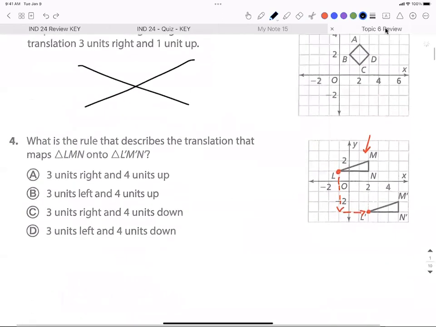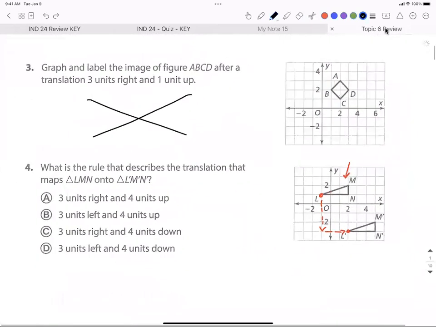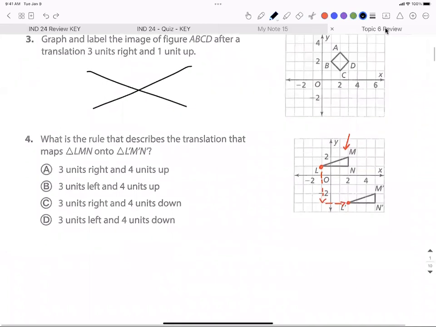For number 4, just make sure you're going from your pre-image, which is the one with the arrow on it, to your prime image when you are deciding whether you're going up, down, left, or right.